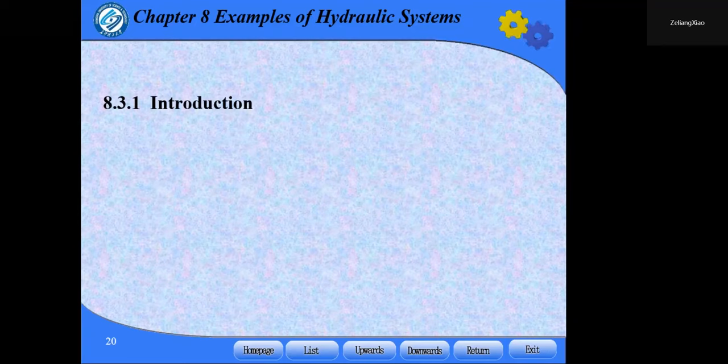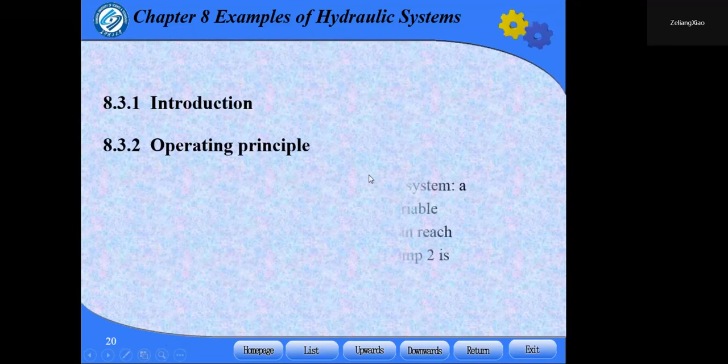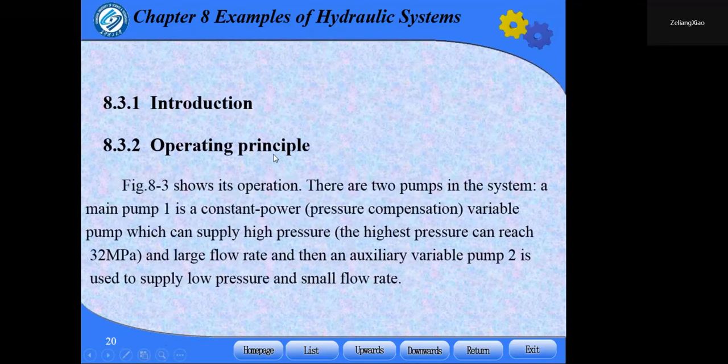The pressure and the flow rate in the system may vary in very large scale during the working cycle, so attention must be paid to the reasonable utilizing of the power. See, we can see that.